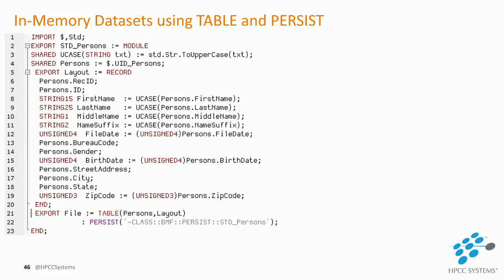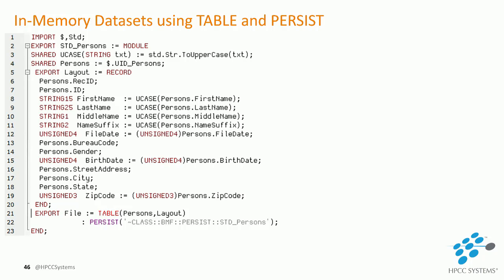Again, here's something we show in our classes. Here we have a person's record set that we are applying to a table, and inside the record set we are uppercasing our 4 strings, first name, last name, middle name, and suffix. We're standardizing that. We're also standardizing the date, converting the original string 8 format of this person's record set into unsigned 4s. And the beautiful thing about that is unsigned 4s, then we can take advantage of the many, many date and time functions that are in the standard function library.